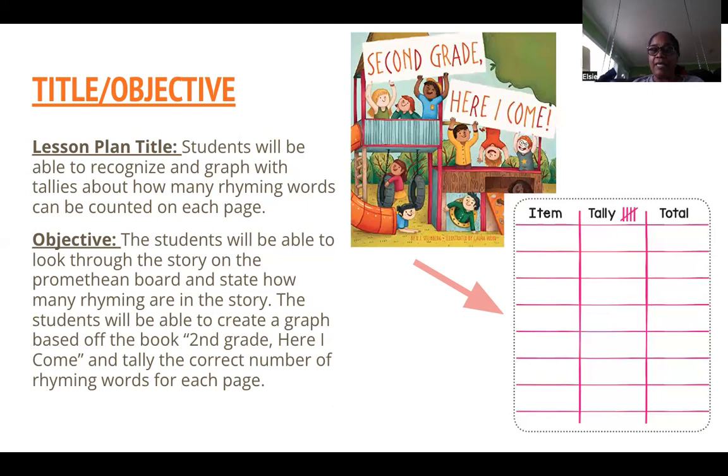A graph is something that I have right here on the Promethean board. You see that little square thing with the little lines going up and down and across? That's a graph. We're going to create a graph based on the information we get from the book Here I Come, and we'll be able to record the number of rhyming words on each page.